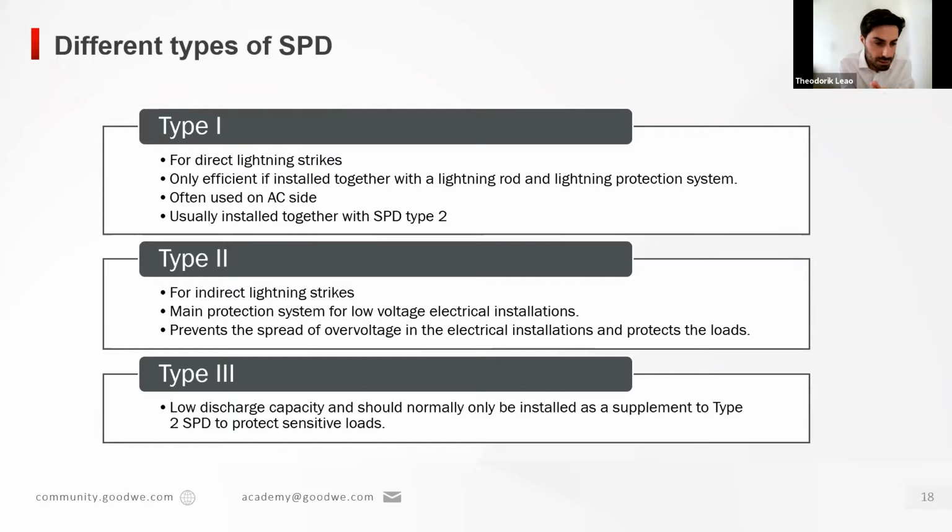The type 2 SPD is for indirect lightning strikes, and this is sort of the main protection system for low voltage electrical installations.